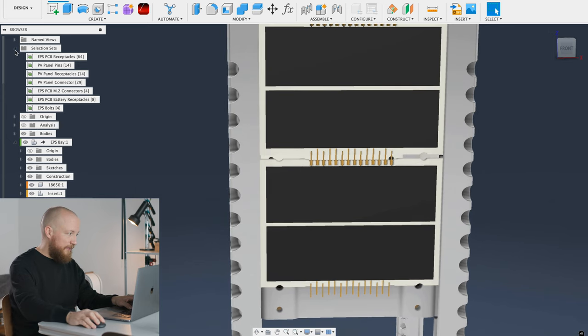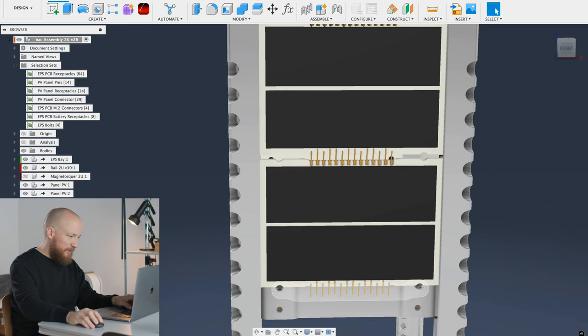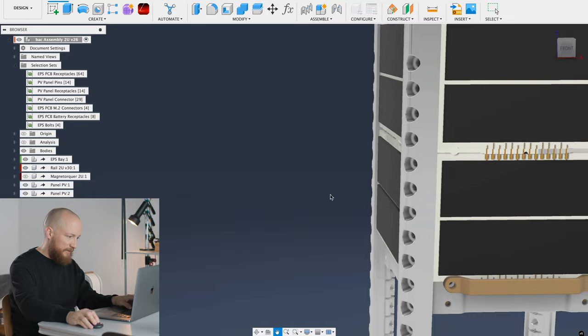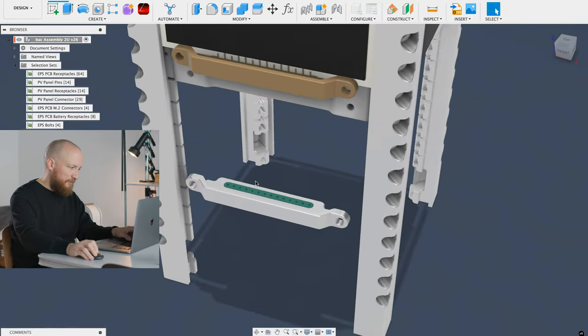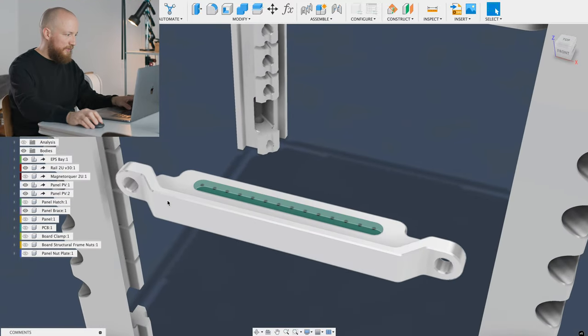So, of course, all of this needs to be held in place somehow. And this is something I have struggled with for a while. What I came up with is this kind of brace. Let's maybe look at this aluminum version first.